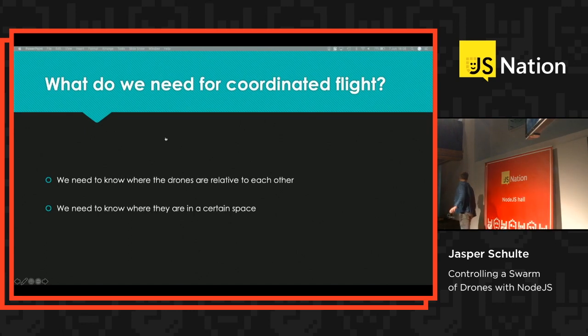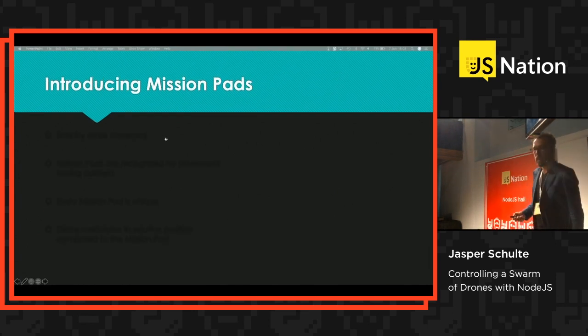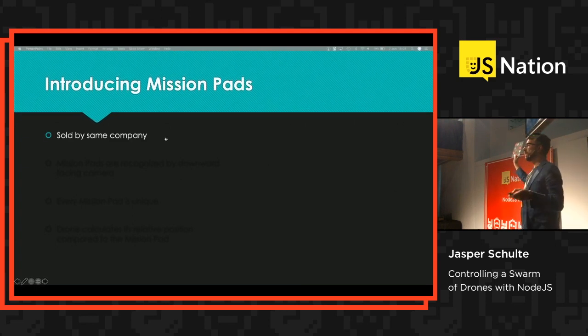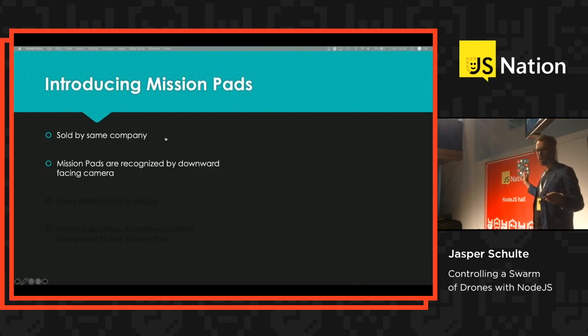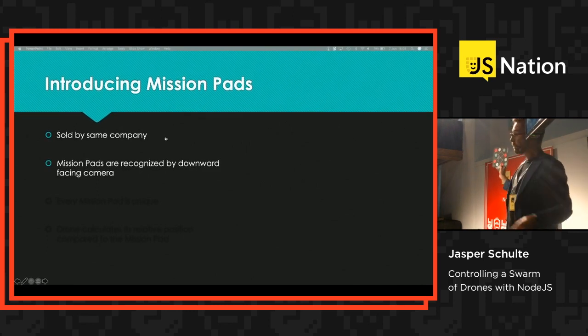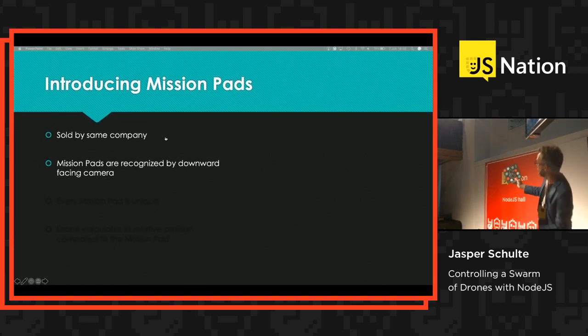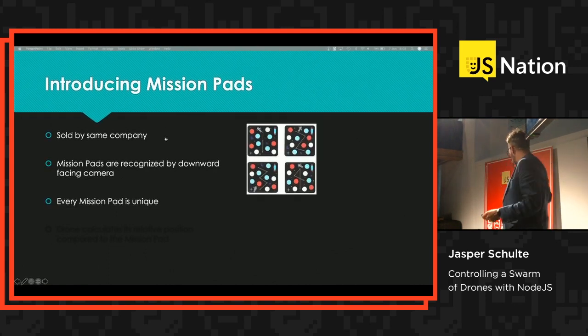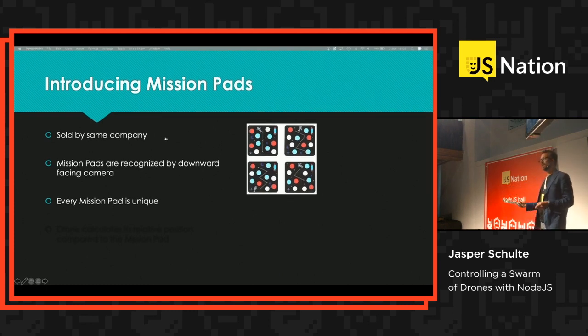Did I bring one of the extra pads? Okay, this is going to be interesting, so I have to pull one. So that's why I'm going to introduce mission pads. These are proprietary pads which are made by the same manufacturer of the drone. These mission pads have this pattern, and they are recognized by the drone's downward-facing camera. So it recognizes this pad. We have 8 pads on the floor right now, and they are all unique.